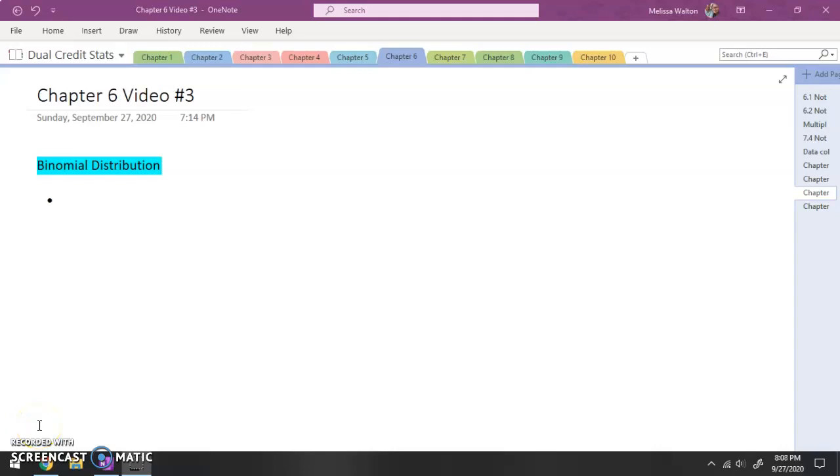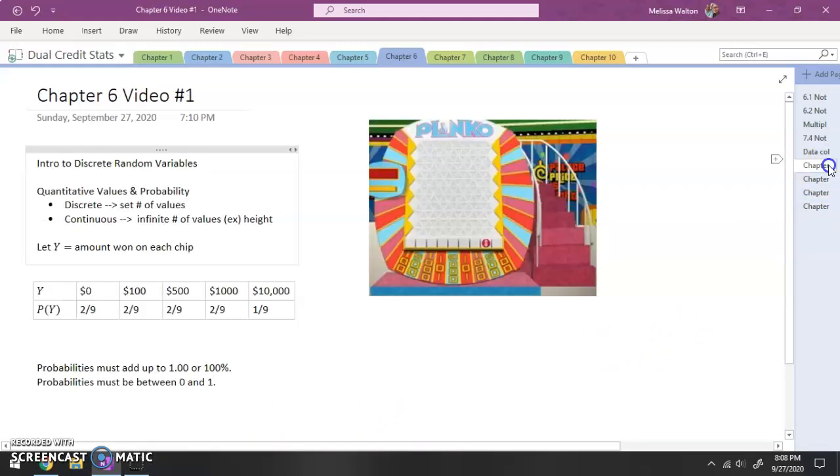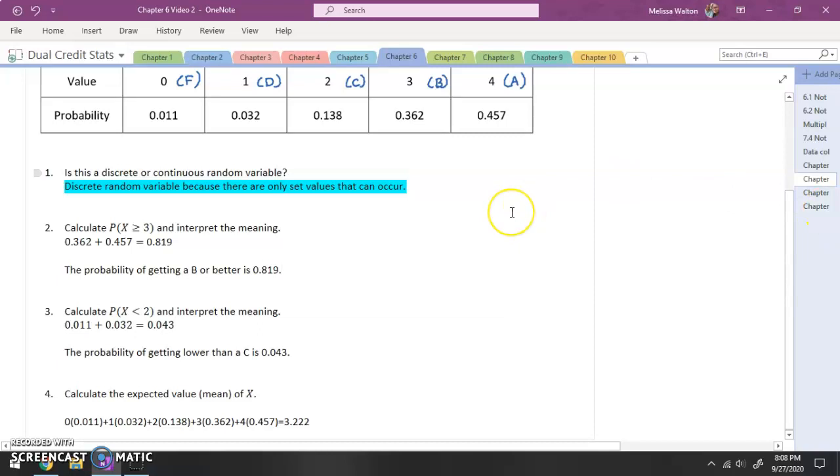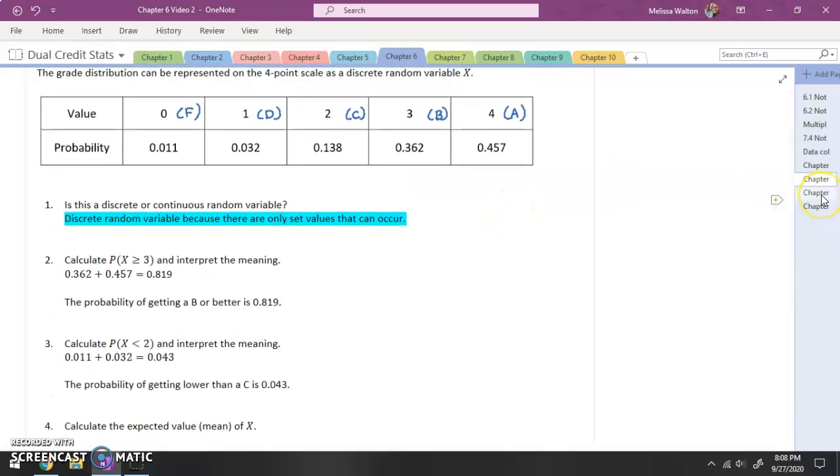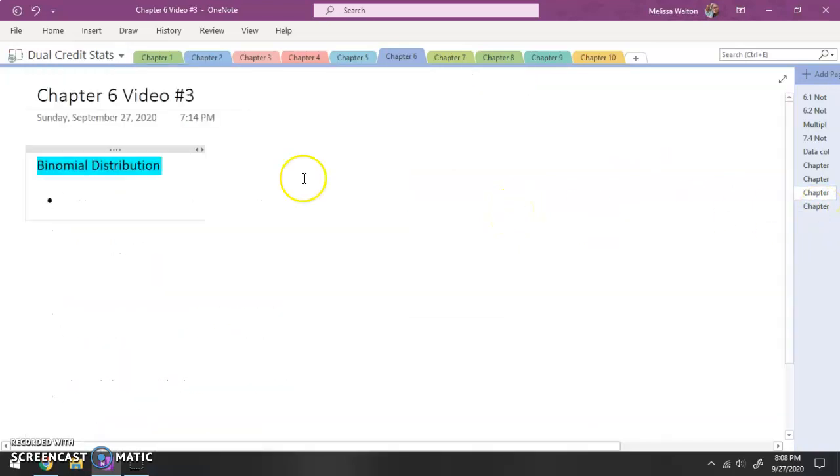Hello, this is chapter 6, video number 3, and today we're going to be going over the binomial distribution. Previously in this chapter, we have been introduced to discrete random variables, where we have a specific value and a probability that goes along with each of those. And we solved some problems with it. Now we're going to go over a specific type of distribution, and that is the binomial distribution.